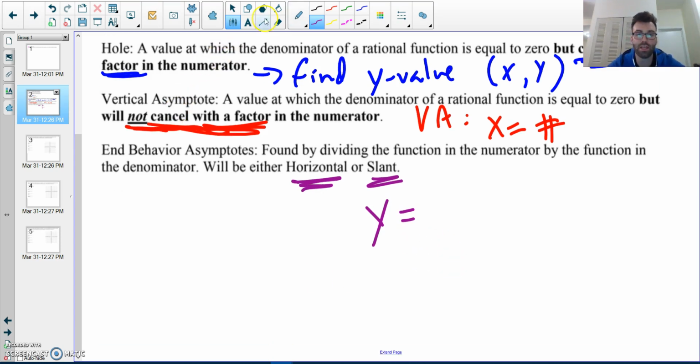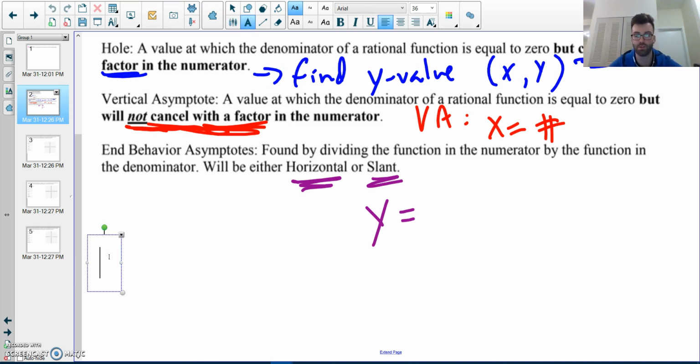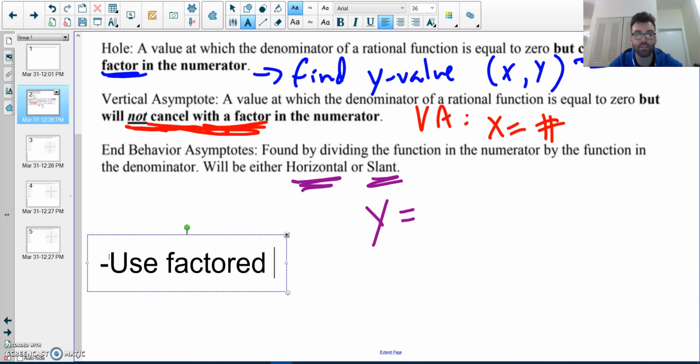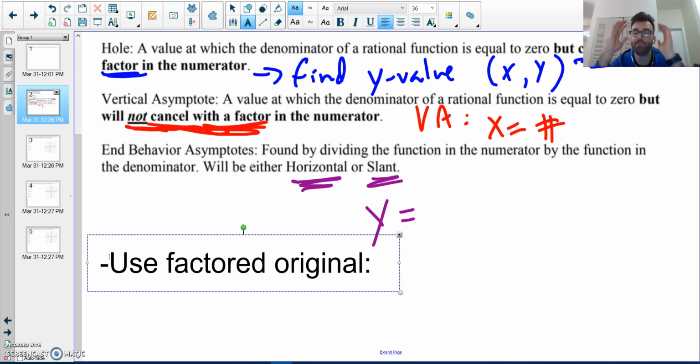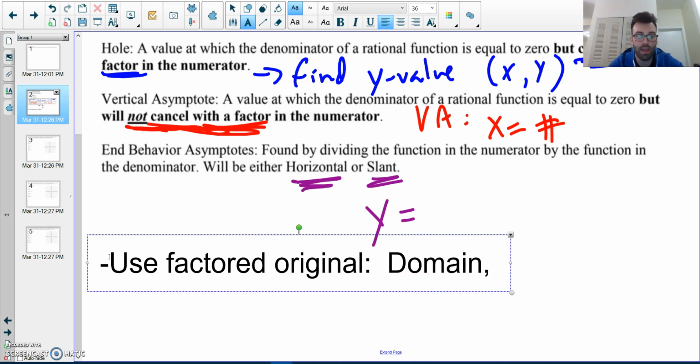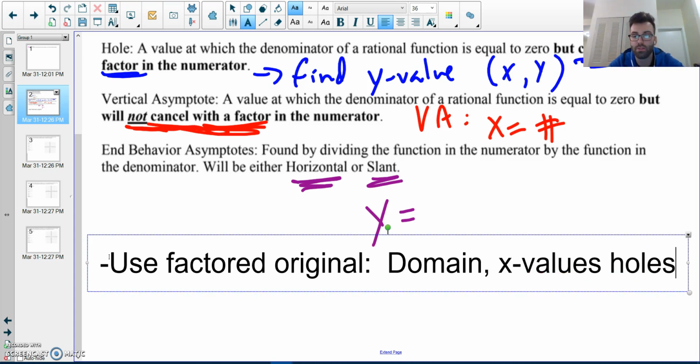Two more tips I'm going to throw at you here. Just a little reminder. I don't like using the word shortcut, it's not really a shortcut. I'm going to type it out because my handwriting isn't the best. So I use the factored original. When I have my rational function, I factor the top and the bottom. I factor my numerator and denominator. My factored original will help me determine my domain and the x values of my holes.